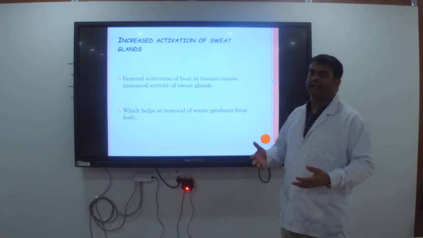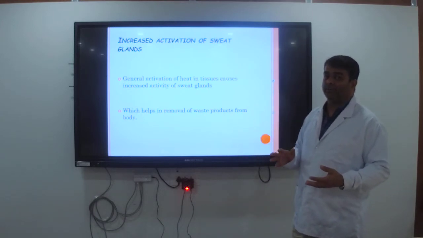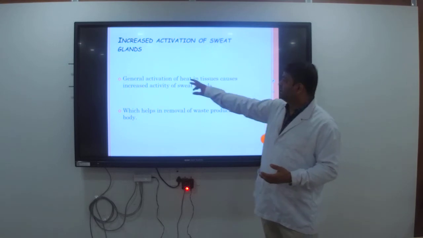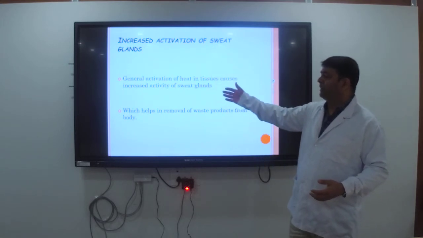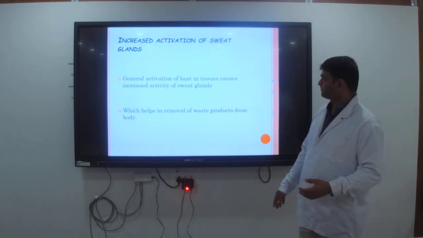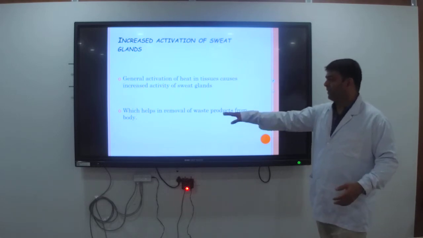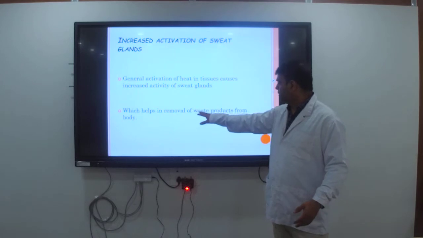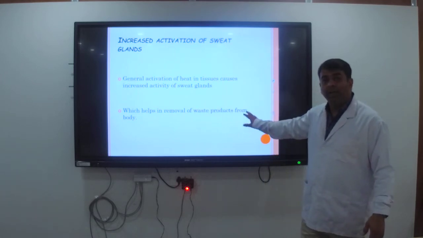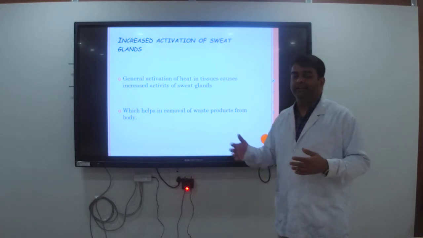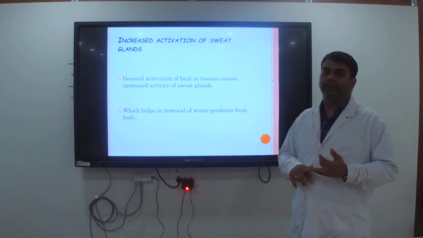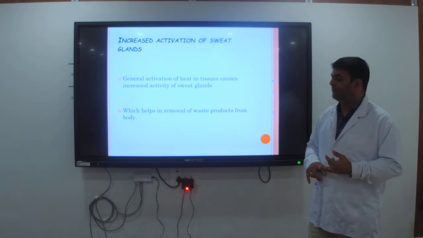Sweat glands remove the waste products along with it. So general activation of heat in tissues causes increased activity of sweat glands, which helps in removal of waste products from the body. How are the waste products removed? Through the sweat glands and through the lymphatic drainage. Got it?